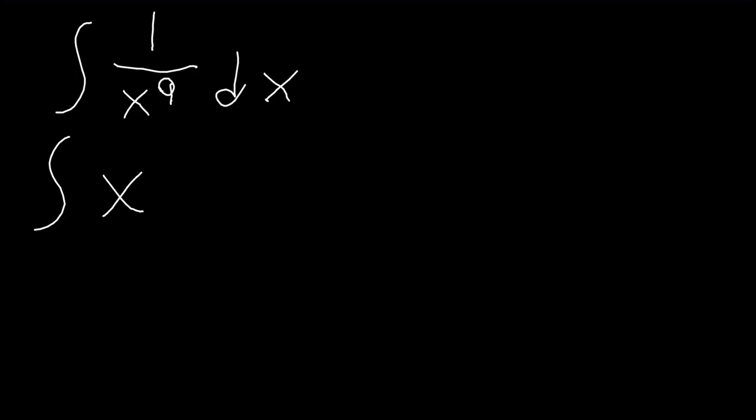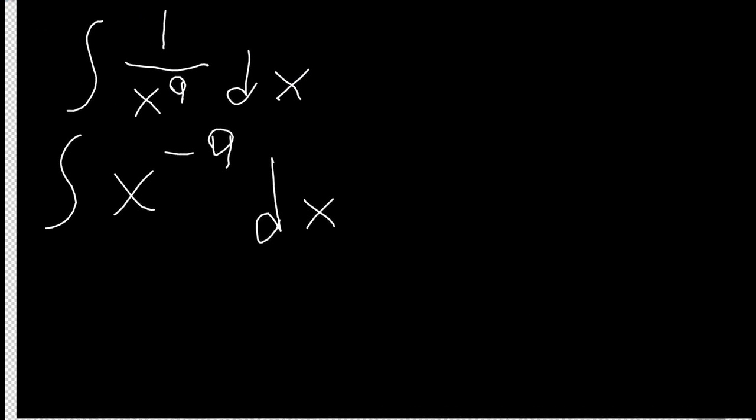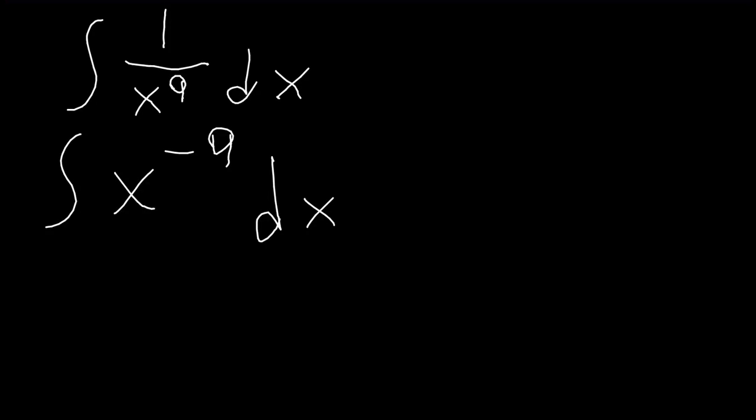Okay, let's do another example. Let's find the integral of 1 over x to the power of 9 with respect to x. So this is really just rewriting it. It's just the integral of x to the negative 9 with respect to x. So now we can just use the power rule for integrals.